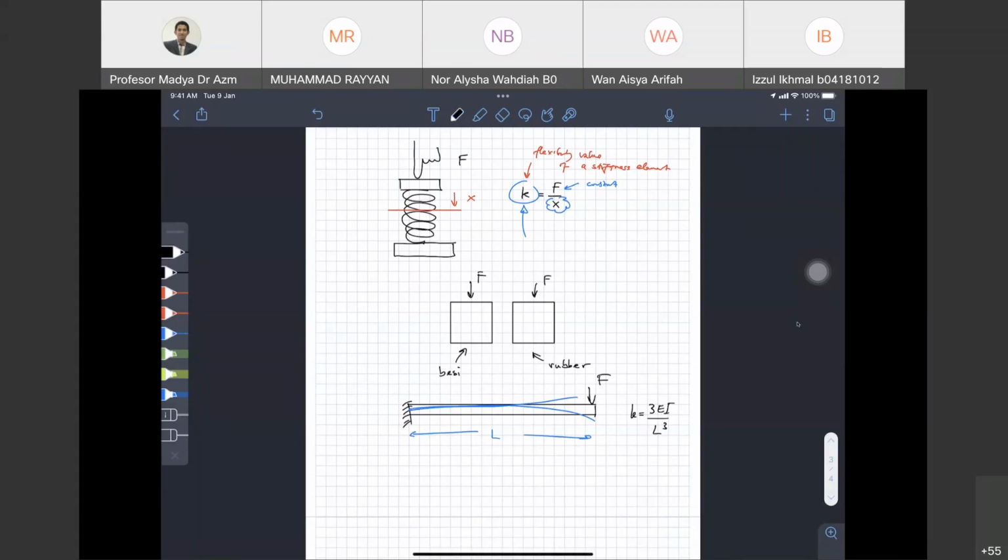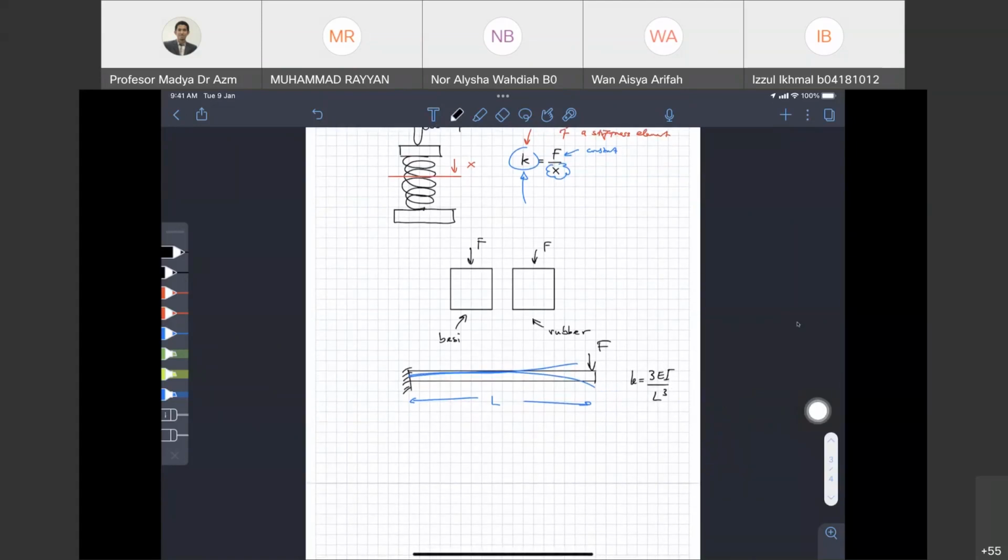Okay, formula dia. So E adalah Young modulus, I adalah second mass moment of area atau second mass moment of inertia. Okay, so berapa tebal beam, berapa dia punya width, lebar dia berapa, yang I. Ada formula dia, ada nanti semua kat table, tak payah hafal.